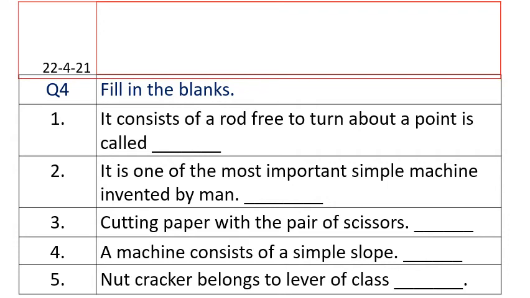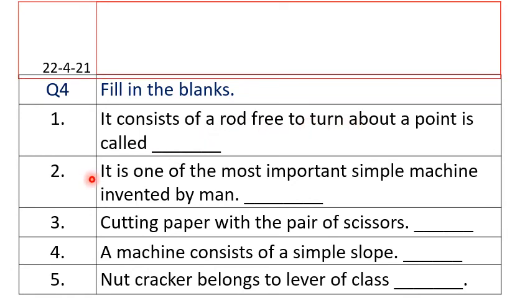Fill in the blank number 1: it consists of a rod free to turn about a point, called dash. Now when we were talking about the lever, I told you that there are 3 main things. Which thing should come here? You are going to write the answer yourself, okay? It consists of a rod free to turn, or the turning point is called dash.